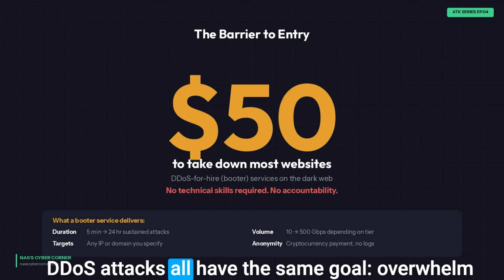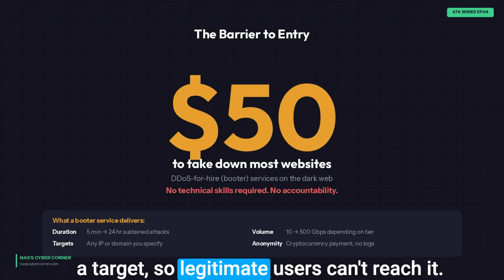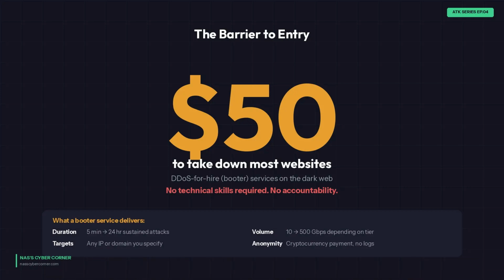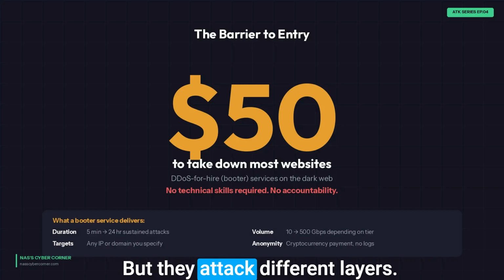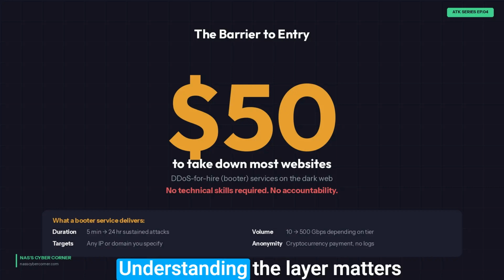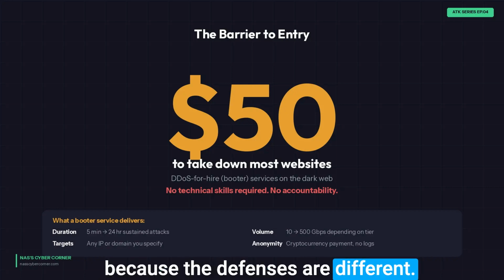DDoS attacks all have the same goal: overwhelm a target so legitimate users can't reach it. But they attack different layers. Understanding the layer matters because the defenses are different.